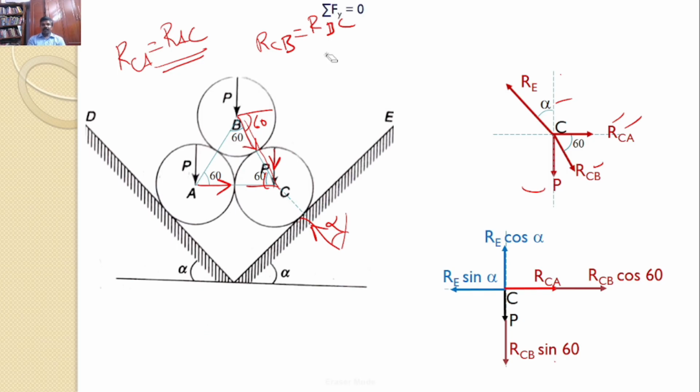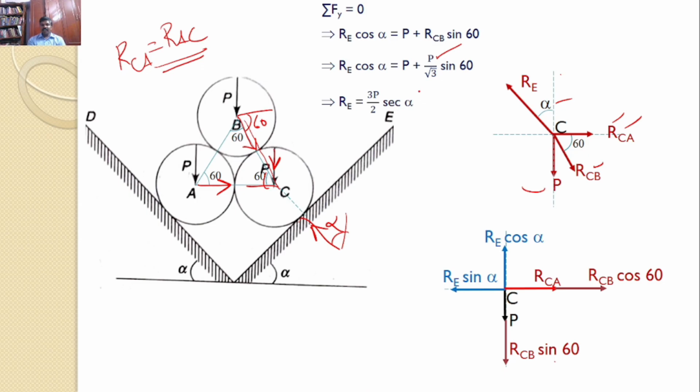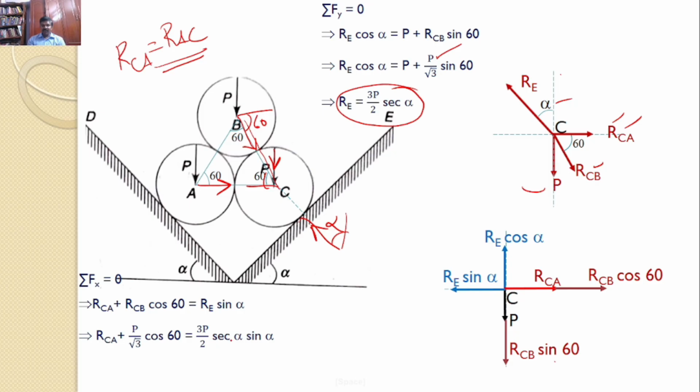Now let us analyze sigma Fy is equal to 0. So you can find RE cos alpha is equal to P plus RCB sin 60. And you know RCB is P by root 3. So upon substituting, you will get RE is equal to 3P by 2 secant alpha. Next, take sigma Fx is equal to 0. RCA plus RCB cos 60 is equal to RE sin alpha. By substituting the corresponding values, RCB is equal to P by root 3 and RE is equal to 3P by 2 secant alpha, you can find RAC is equal to 3P by 2 tan alpha minus P by root 3.